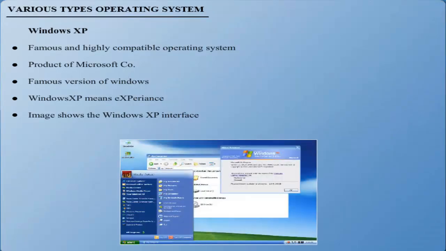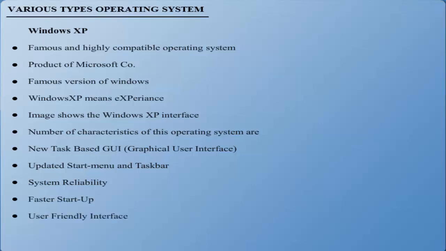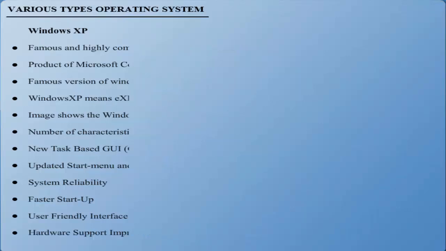There are a number of characteristics of this popular operating system such as A. New task-based GUI. B. Updated start menu and taskbar. C. System reliability. D. Faster startup. E. User-friendly interface. F. Hardware support improvements. G. Remote desktop features. H. Various improvements to system administration tools. I. Network features. J. Important security features.